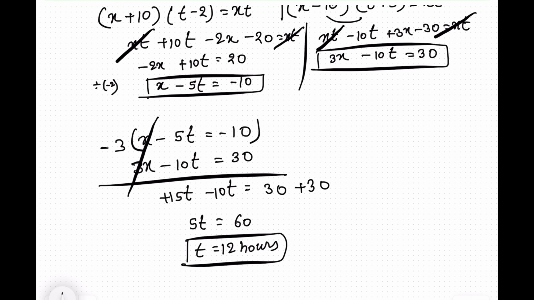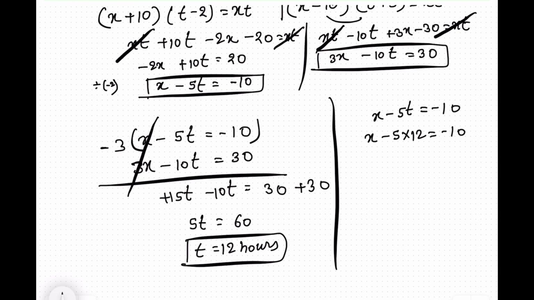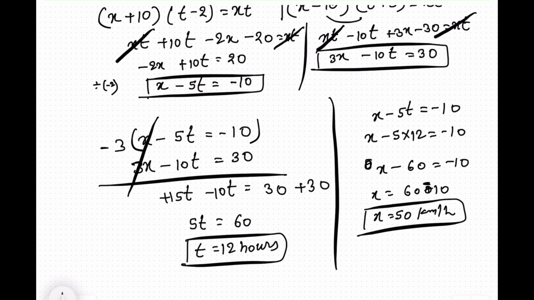Now use the first equation, x minus 5t equals minus 10, right? Put the value of t here. So x minus 5 times 12 equals minus 10. So x minus 60 equals minus 10. So x equals 60 minus 10. So x is going to be 50 kilometers per hour, right?